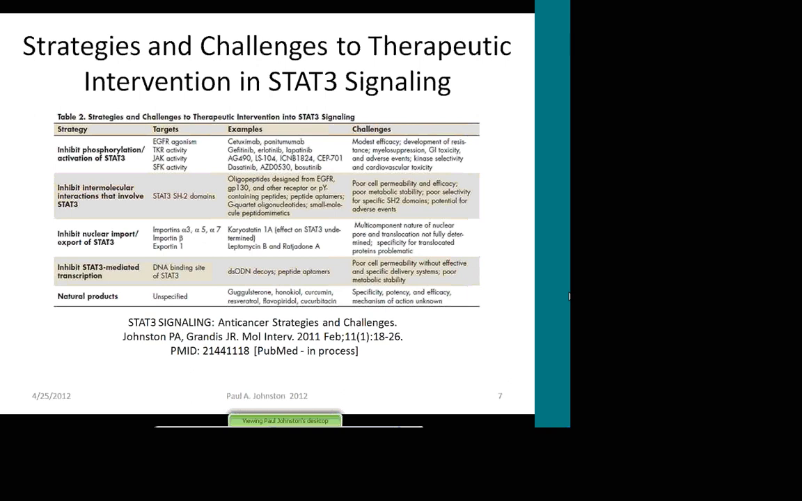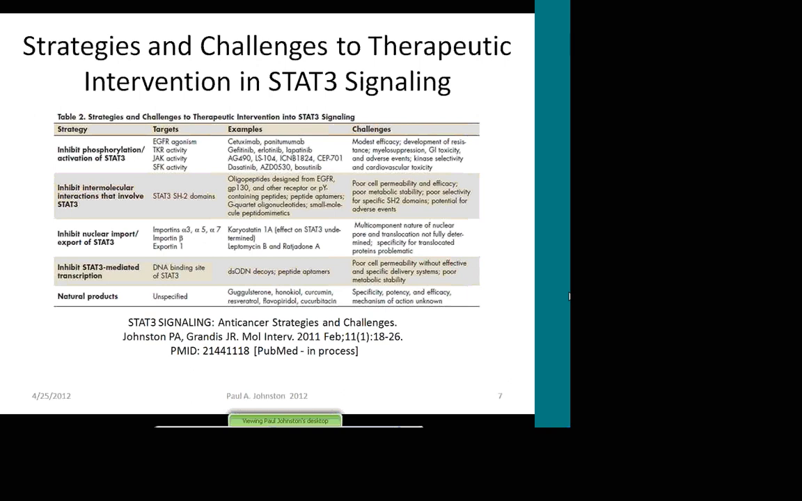An emerging area of interest is strategies to inhibit nuclear import or export. I'm not really going to talk too much about this, but that's an emerging area that people are trying to come up with inhibitors for. However, because of the multi-component nature of the nuclear pore and the translocation of STAT3 through it, there are concerns about specificity or selectivity there.